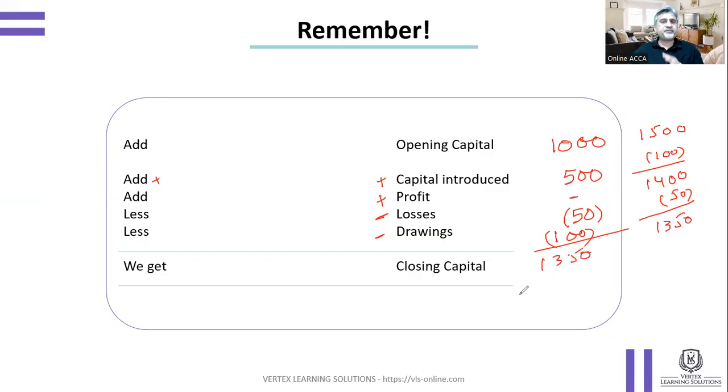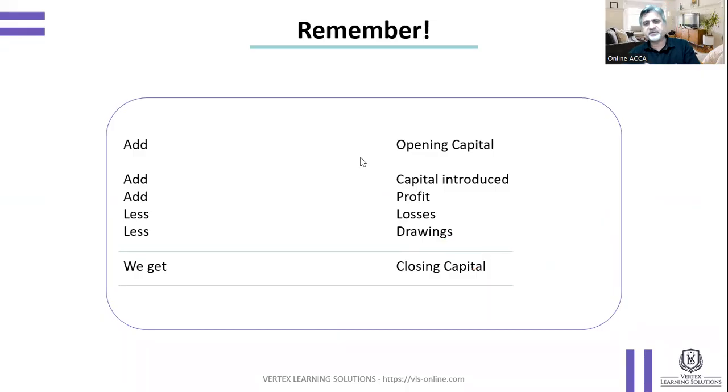So how do we remember the formula? Opening capital plus additional capital plus profits minus losses minus drawings. This is called closing capital. And closing capital, sometimes in your book, they would refer to as net assets. It is also commonly used. So remember this terminology, net assets. We will discuss it further as we move on.